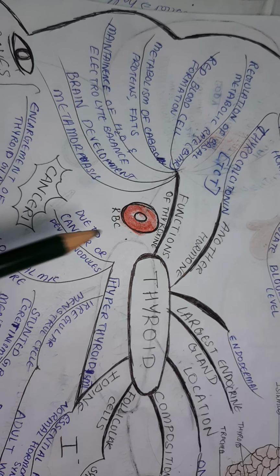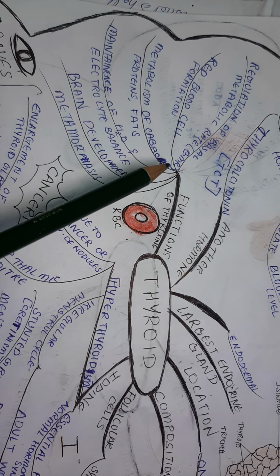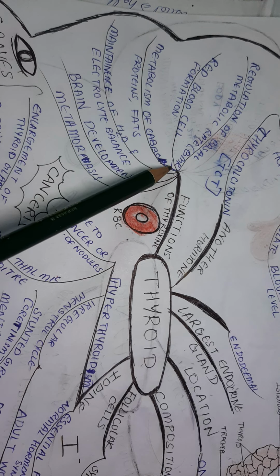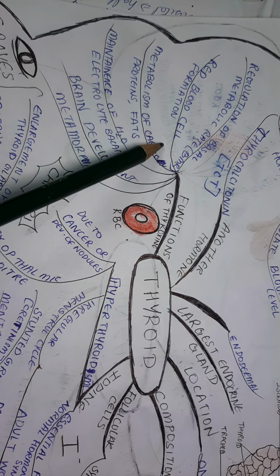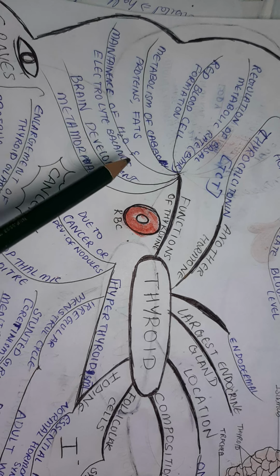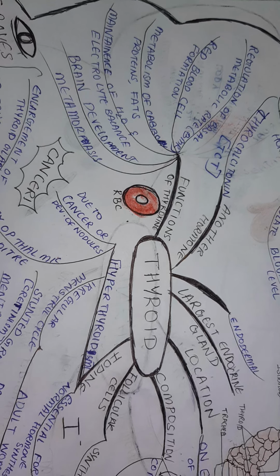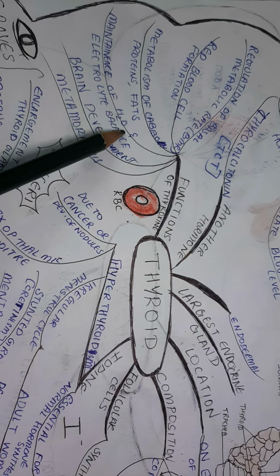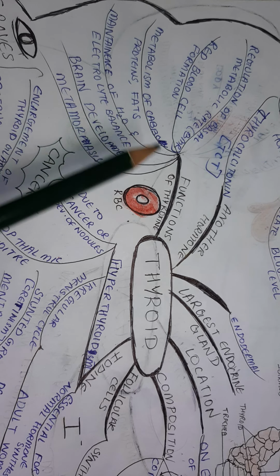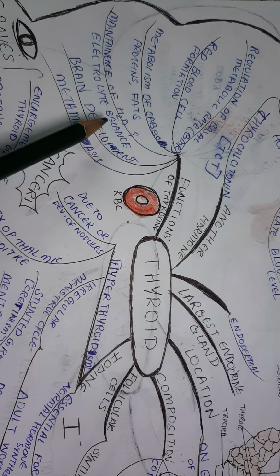Now the functions of thyroxine. What are the main functions? First of all, it regulates the BMR, which is basal metabolic rate. It helps in the normal metabolism of the body. It helps in red blood cell formation, that is erythropoiesis. Red blood cells are formed with the help of this thyroxine hormone. It also helps in the metabolism of carbohydrates, proteins and fats. Carbohydrates, proteins and fats are broken down with the role of thyroxine. Thyroxine also maintains water and electrolyte balance in our body.